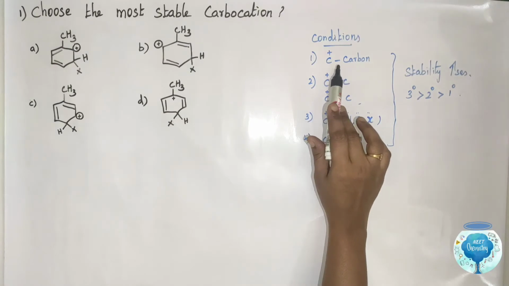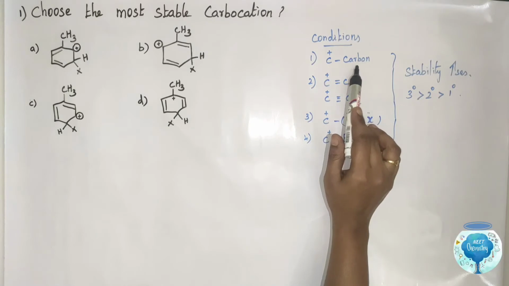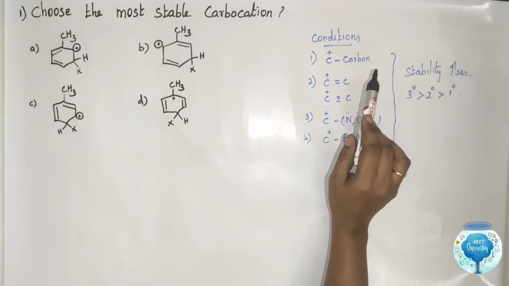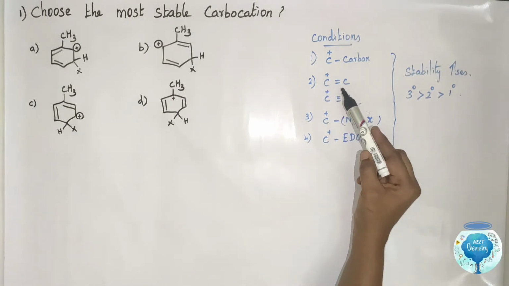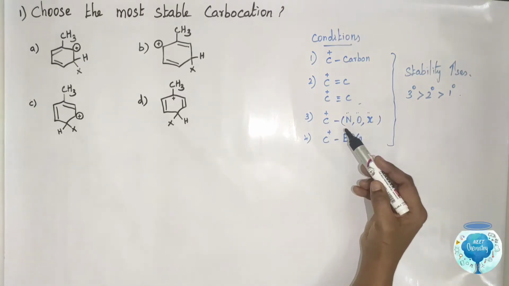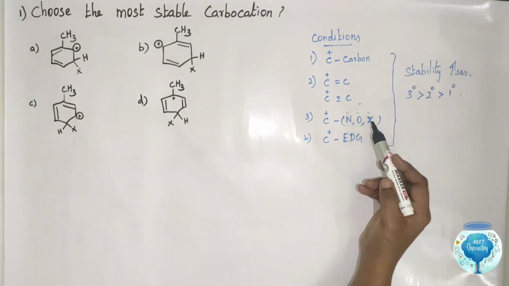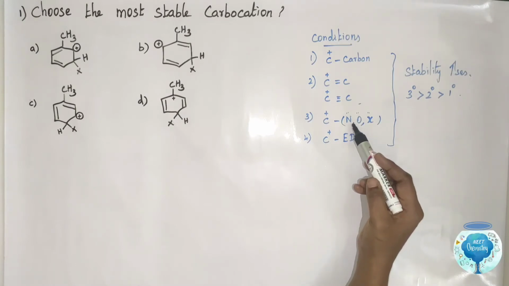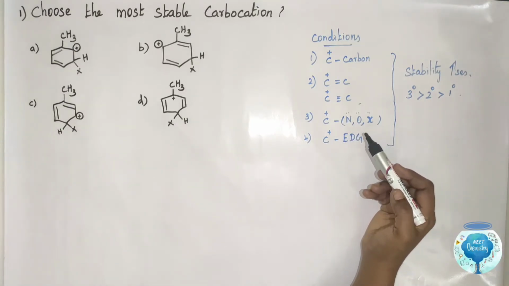Carbocation stability increases as the number of neighboring alkyl groups increases. The second one, the carbocation attached with pi bonds, double and triple bonds. Third one, carbocation attached with a lone pair of electrons on a heteroatom. Example, nitrogen, oxygen and halogens.